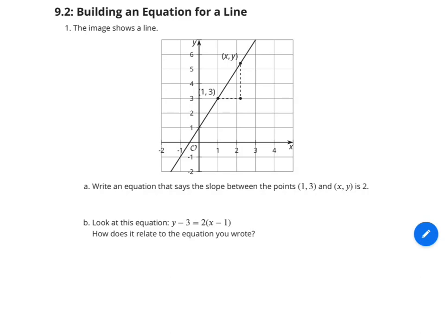We've got this line, and it says, write an equation that says the slope between these 2 points is 2.